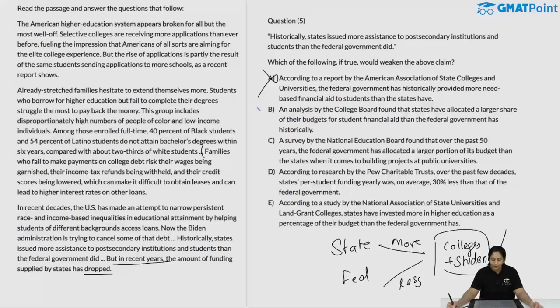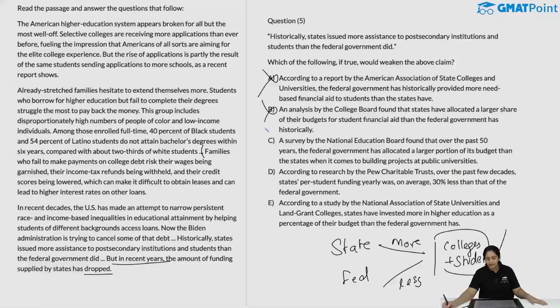An analysis by the College Board found that the states have allocated a larger share of their budgets for student financial aid than the federal government has historically. This, if it is true, would in a way strengthen the claim only. It would not weaken the claim at all. It would say that the state government is giving at least a larger share of its budget. We don't know its budget with respect to the Fed, but at least this is strengthening the claim rather than weakening it. So I can eliminate option B easily.